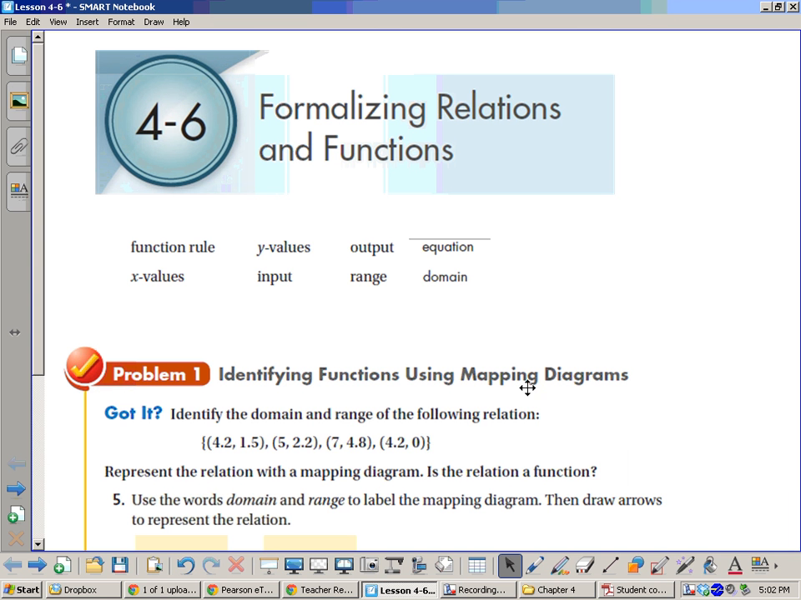Good afternoon, algebra class. Today we're going to be doing section 4.6, which is talking about formalizing relations and functions.